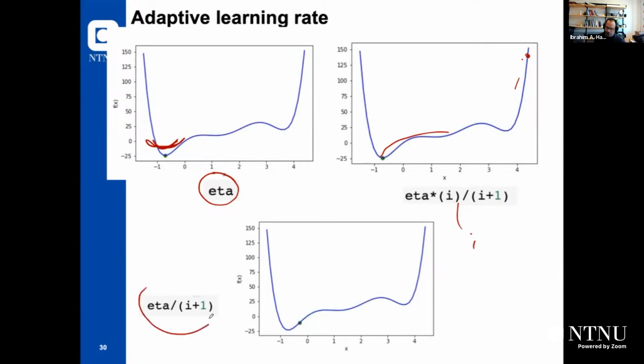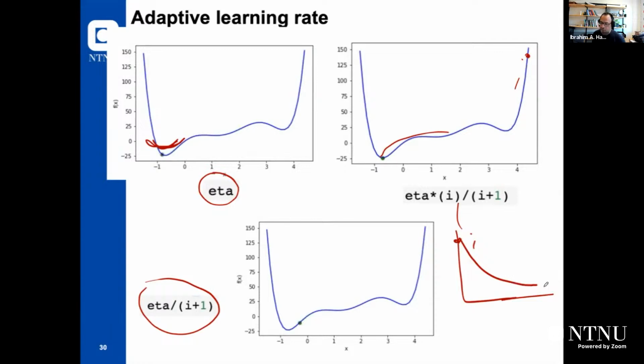This one, you can see it much better, in fact, when it is eta divided by I plus 1. So in iteration number 0, for example, it will be just eta divided by 0 plus 1, it will be eta. In iteration number 1, it will be eta divided by 2. In iteration number 2, it will be divided by 3, then divided by 4, and so on. So in this case, we will start with a large eta, and the value of eta will go down with time, right?